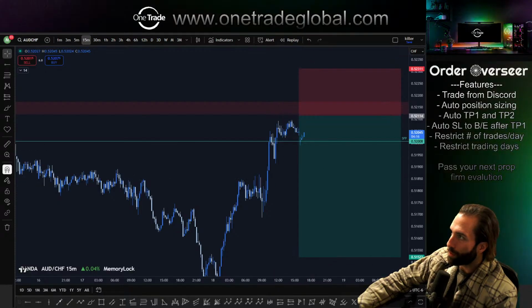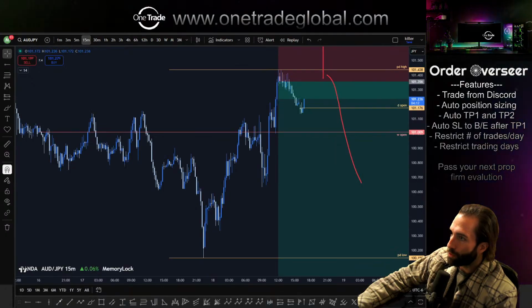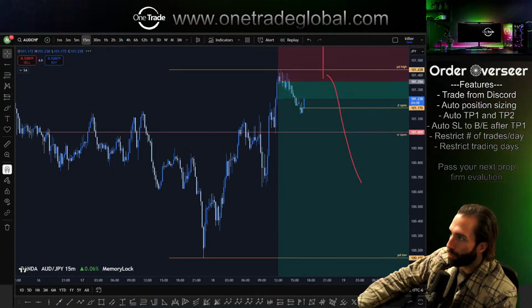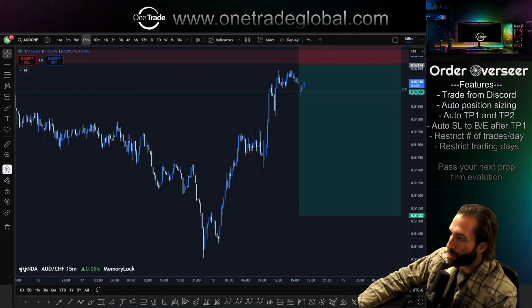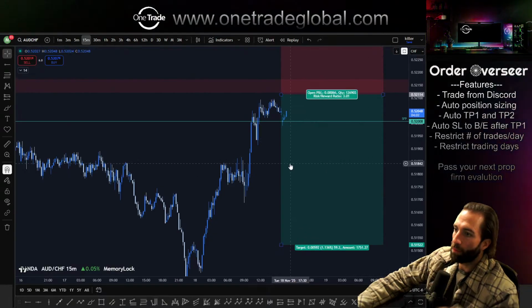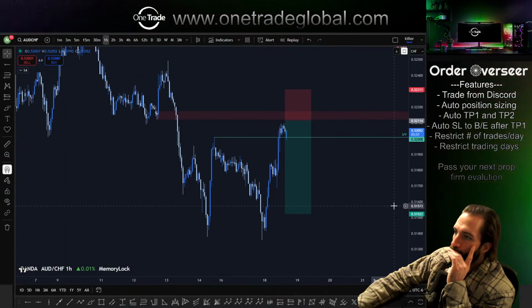What is this? Odd CHF. And I'm already short odd JPY. I'm short on both. So I'd be saying that. I'm expecting the, yeah, okay, cool.